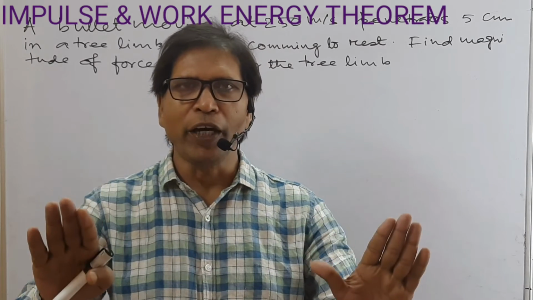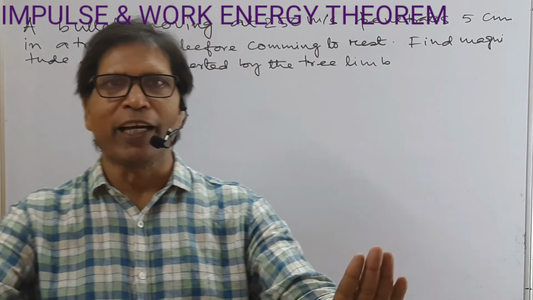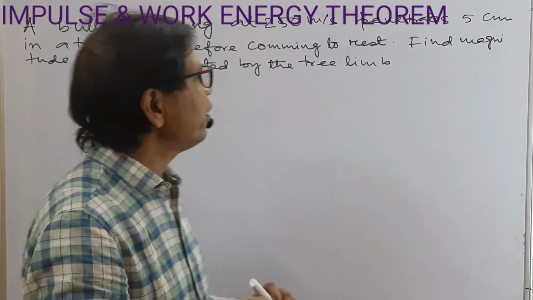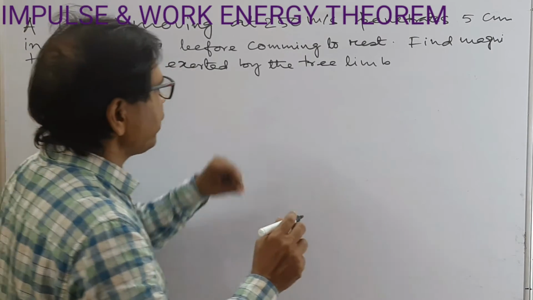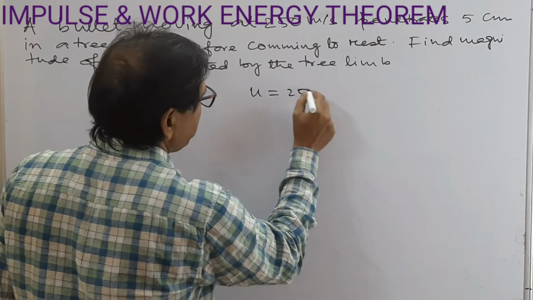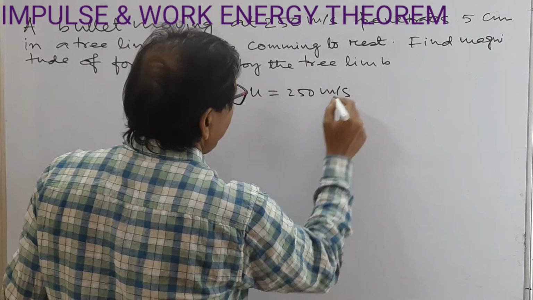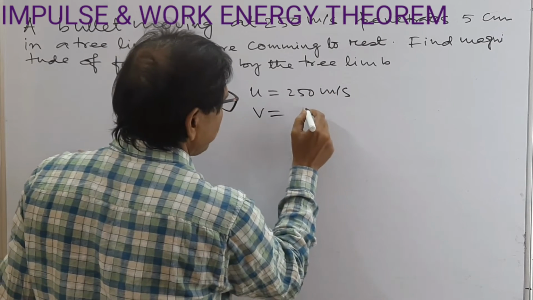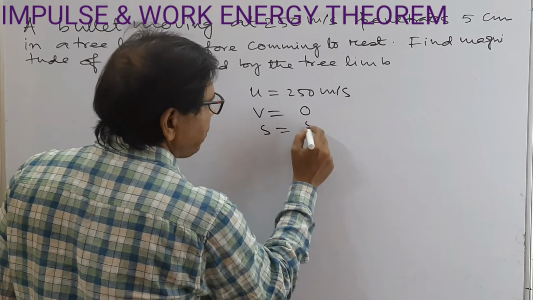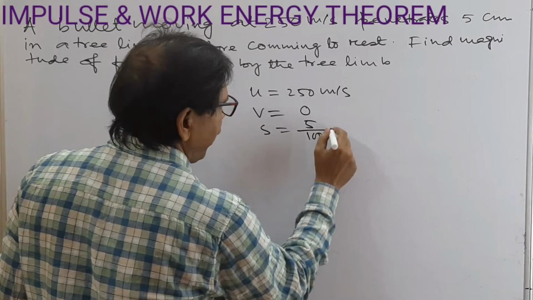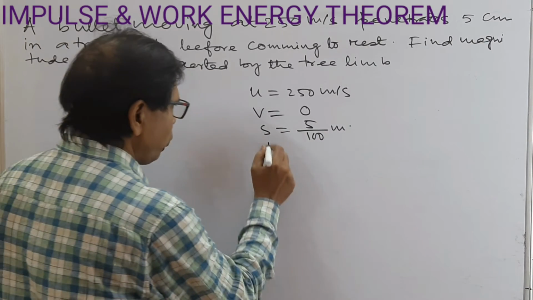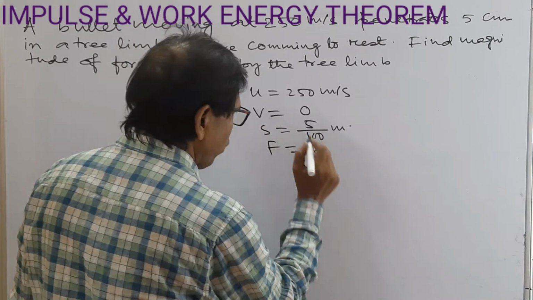We have to calculate the force exerted by the limb on the bullet. Now let's start. Here the initial velocity is 250 meter per second, the final velocity v equals 0, and s equals 5 centimeter, that is 5 by 100 meter. Now we have to calculate the force acting on it.